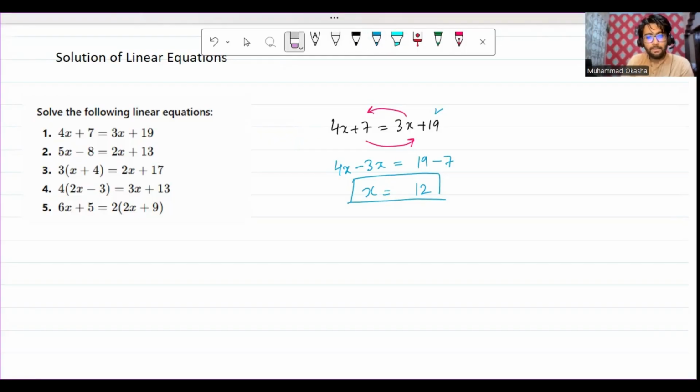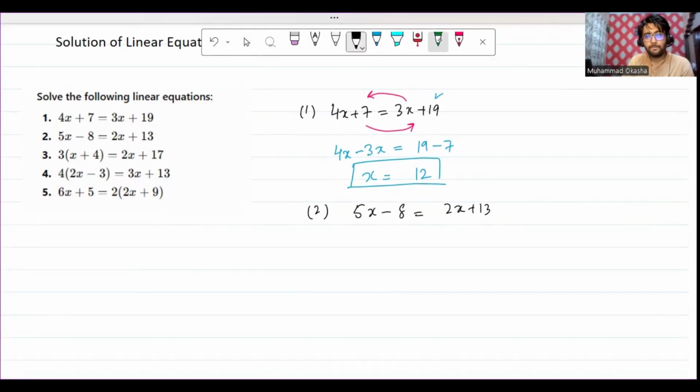Okay. Let's do number 2. Number 2 says 5x minus 8 equals 2x plus 13. So that's going to give me, let's send 2x to this side and 8 to the other side. So I'm going to get 5x minus 2x equals 13 was already there. And I'll plus 8 over this side.